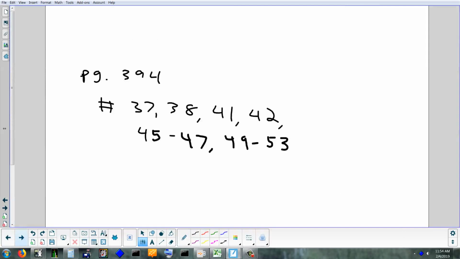Okay, so the homework is on page 394. Tonight it's actually the same page as the last homework assignment, but that was like a month ago. So it's 37, 38, 41, 42, 45 through 47, and 49 through 53. Okay, so I think it's like 10 or 11 questions. We'll look at that tomorrow. And again, hopefully on Thursday we'll have enough time to do a review.